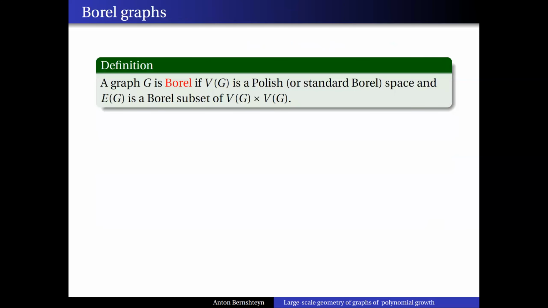Okay, now let me say something about Borel graphs, as I promised. Just to remind you of the definition, at least in this talk, when I say that a graph is Borel, I mean that the vertex set of G is a Polish or a standard Borel space, depending on what category you prefer to work in. It doesn't matter. And the edge set is a Borel subset of the square. You think of edges as pairs of vertices, so it's a Borel subset of V_G cross V_G.